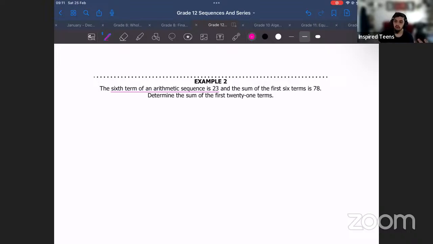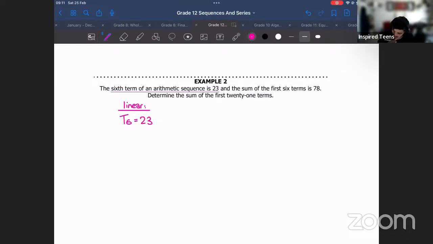You might then realize that, oh okay, I need to solve for a here and d there, and then you can work from there. So even if you're stuck, use the information in the question to at least write out something utilizing the formula for that specific section. So in this case, they say the sixth term, so I'm going to say linear because it is a linear pattern. The sixth term of an arithmetic sequence is 23. So T6 is equal to 23.